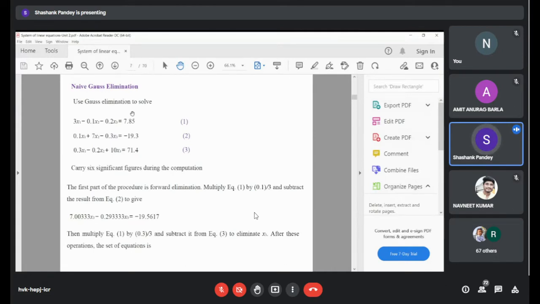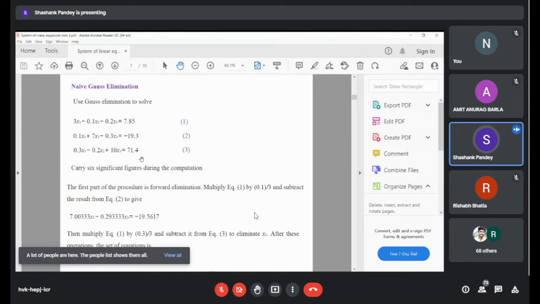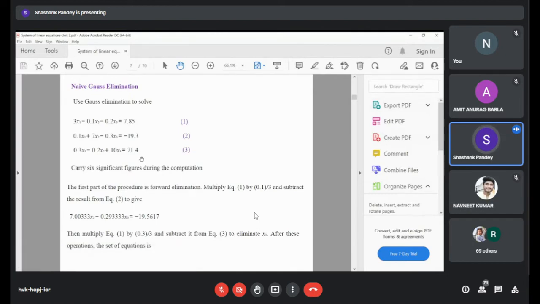This was a system of equations. Here, on the right hand side we have the constant terms. In order to eliminate x1 from equation number 2 and x1 from equation number 3, we multiplied this by a factor of 0.1 by 3 and subtracted it from equation number 2.